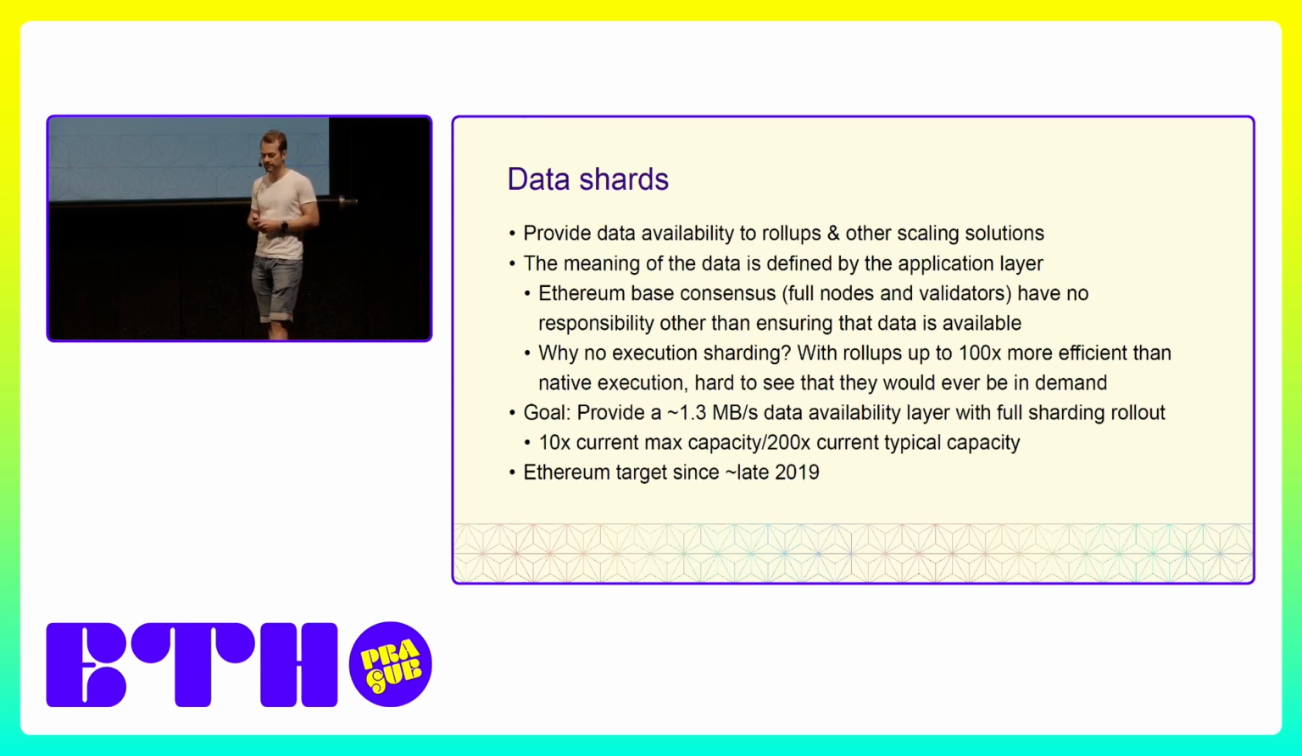I've got some numbers here. The goal is to provide about 1.3 megabytes of data availability per second on the Ethereum blockchain, which is about 10x the current maximum capacity if you have blocks completely full with data, but actually about 200x the typical capacity that we have on Ethereum now.